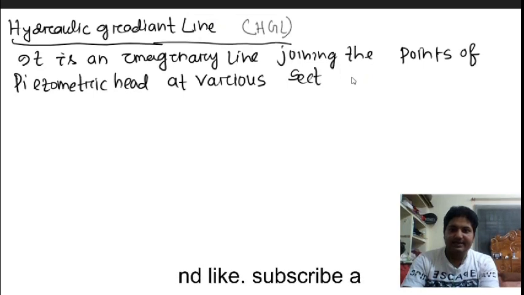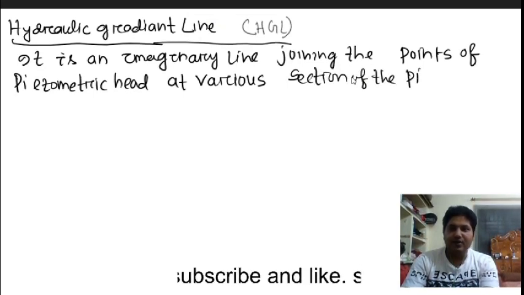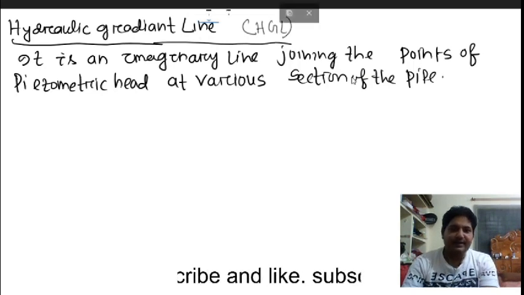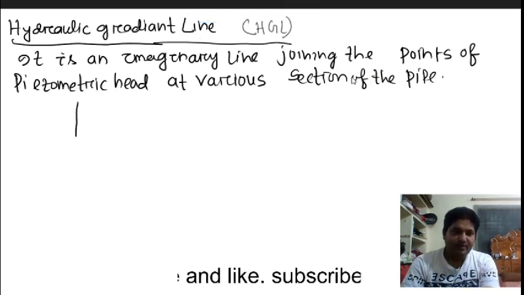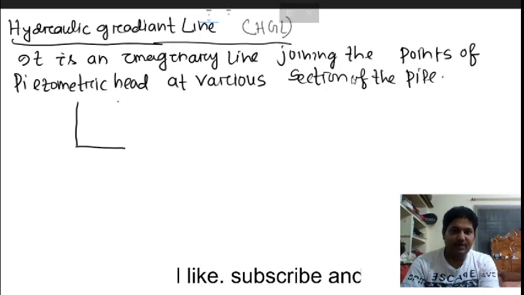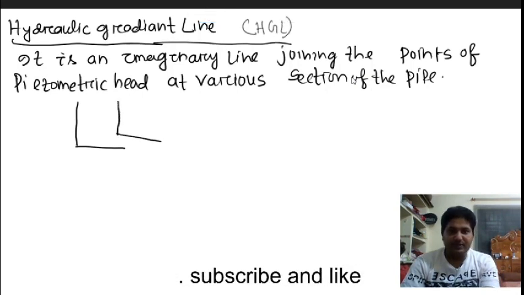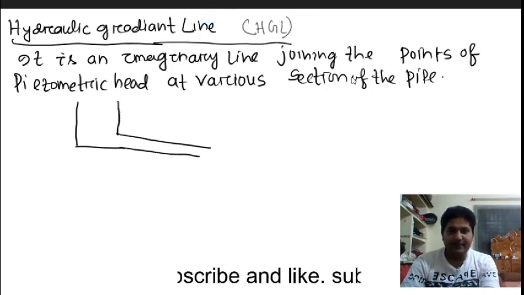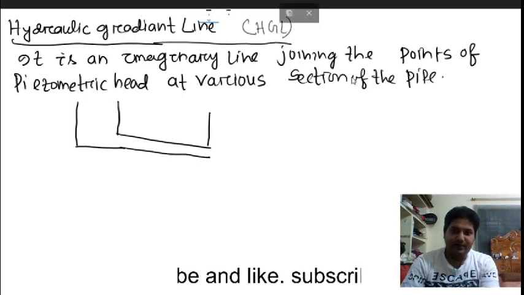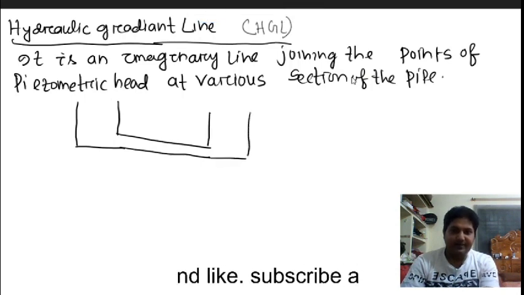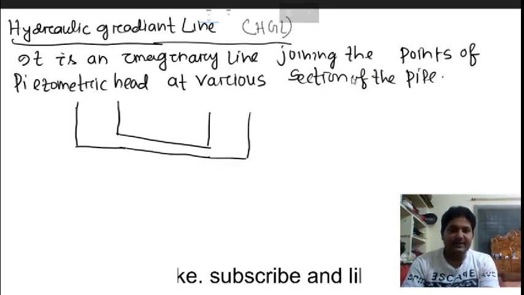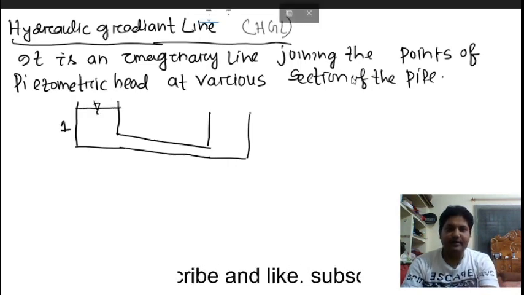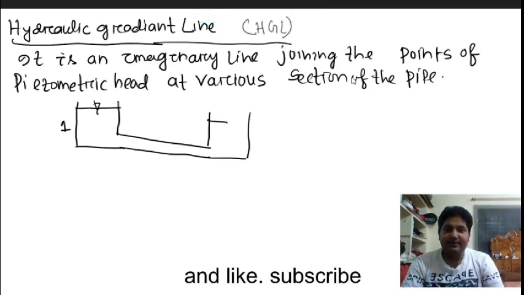We can better understand it by this. Suppose this is one reservoir, and this reservoir is connected by a pipe to another reservoir. Suppose this is the free surface of reservoir 1, and this is the free surface of reservoir 2.